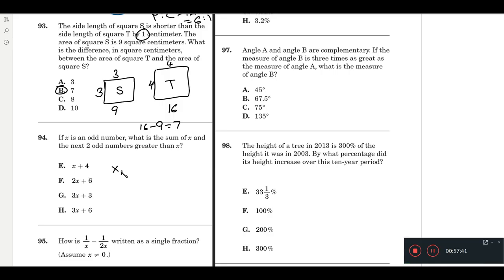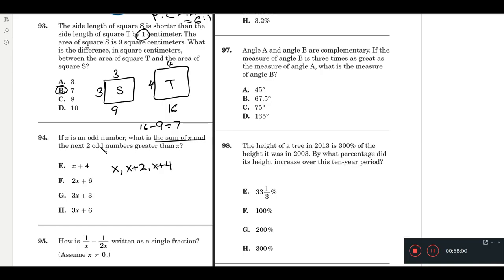If you test it out with a number, let's say 5, what is the next odd number after 5? 7. What did you do? Plus 2. Remember, not plus 3, plus 2. So if x is an odd number, the next odd number will be x plus 2, and the next one will be x plus 4.